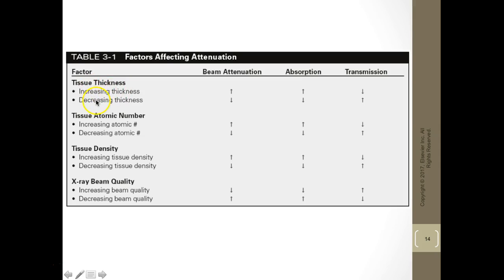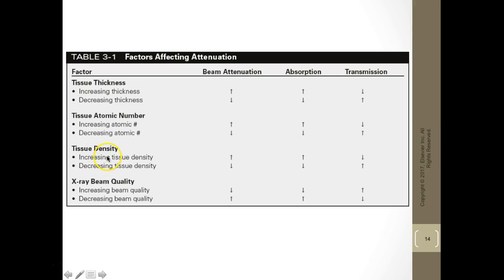So here with tissue thickness, if we increase the thickness of the body part, we're going to increase beam attenuation, increase absorption, and decrease the transmission of photons. And then it's reversed here. If you decrease the thickness, you decrease the beam attenuation and absorption, and you increase the transmission. So with the tissue atomic number, increasing the atomic number increases beam attenuation, increases the absorption, and decreases your transmission. And if you decrease the atomic number, you decrease the attenuation, decrease absorption, and increase the transmission.